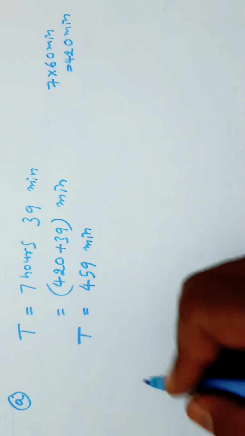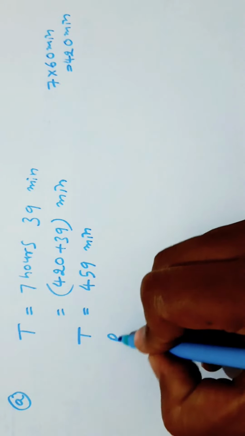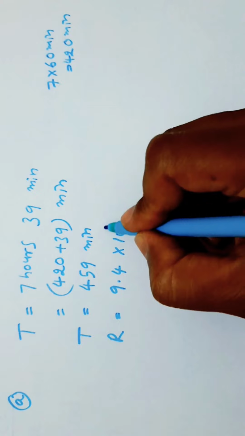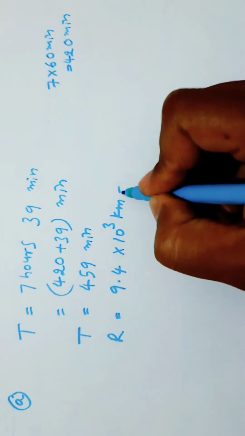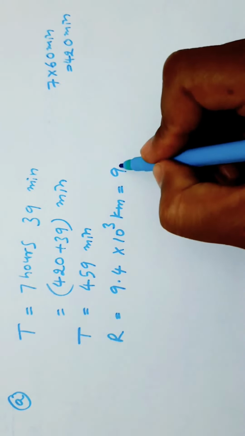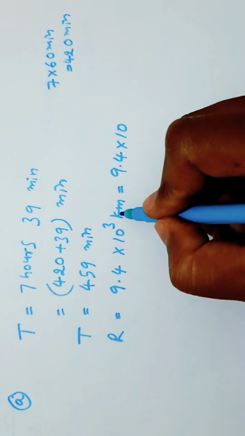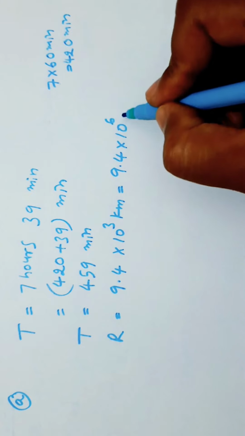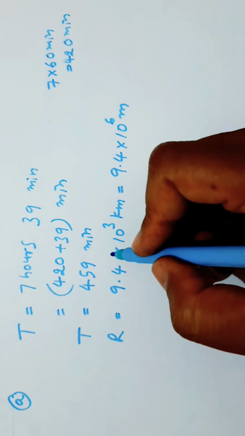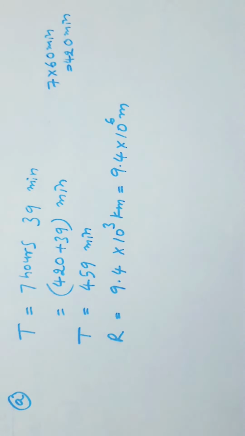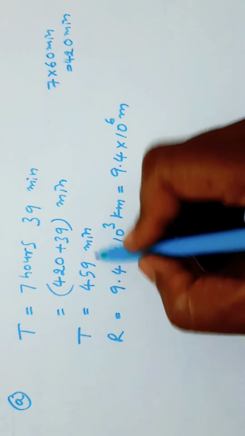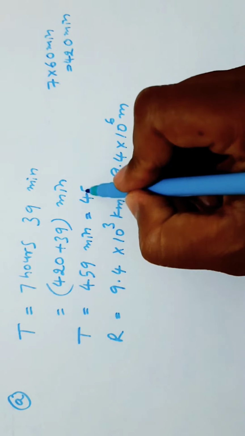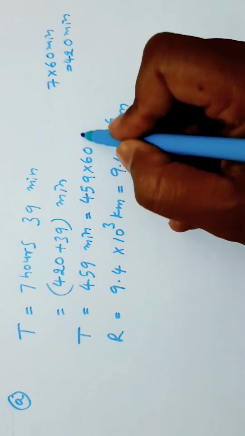And orbital radius is given. R is equal to 9.4 into 10 to the power of 3 kilometer. So convert into meter. So 9.4 into kilo is 10 cube. So 3 plus 3, that is 10 to the power of 6 meter. So here 1 minute is equal to 60 seconds. So that is 459 into 60 seconds.